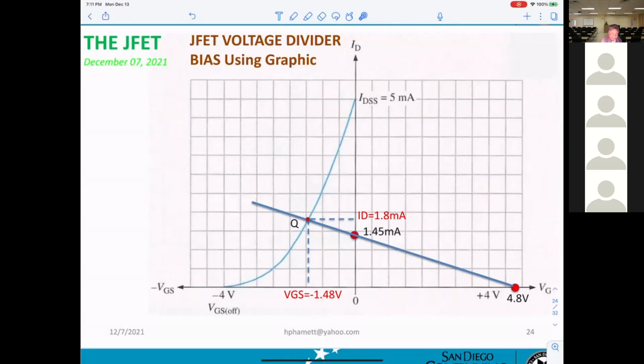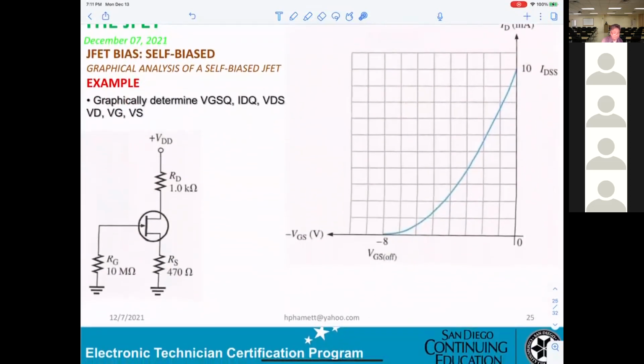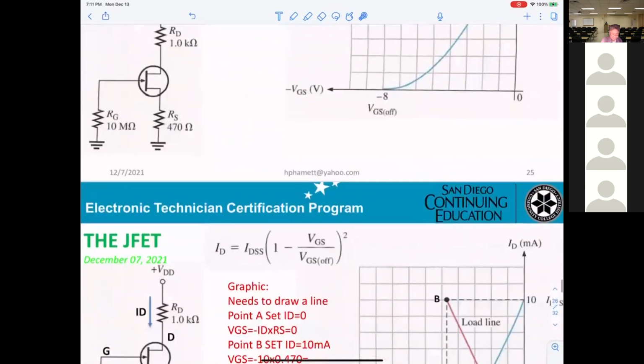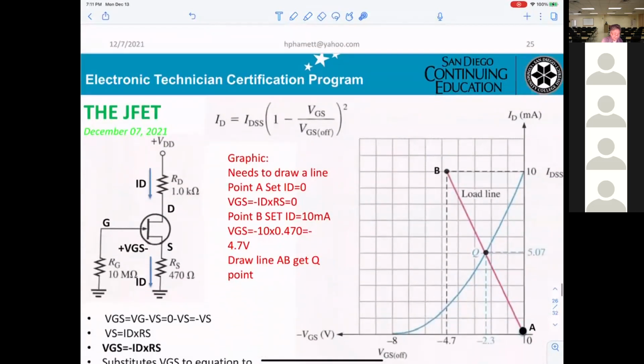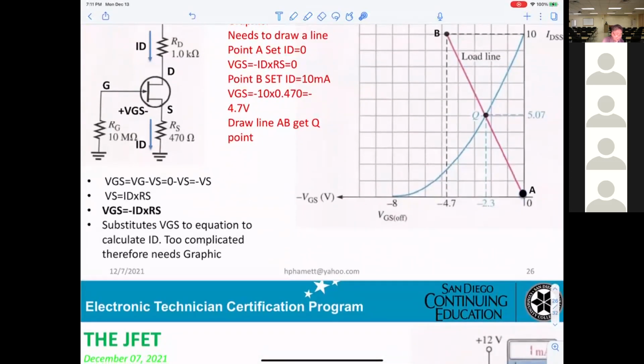Okay? And next meeting, I will tell you how we can get point A and point B in order to draw the line that intercepts with the curve. That's what we call the Q point. This example, okay, and this is for self bias.